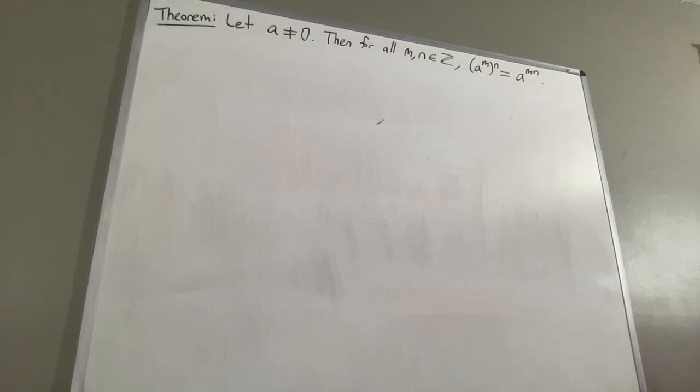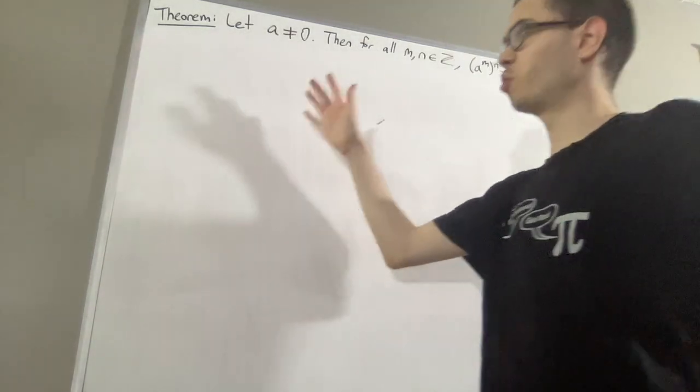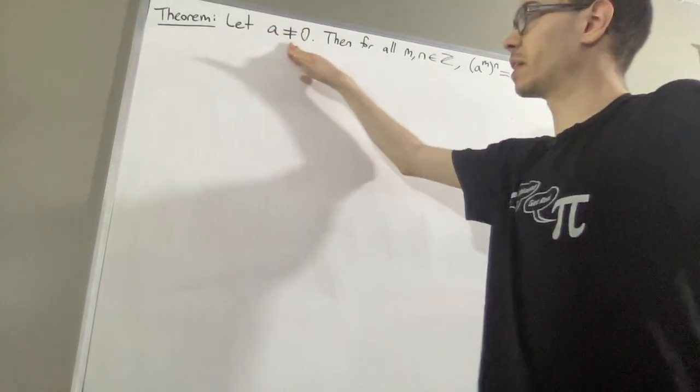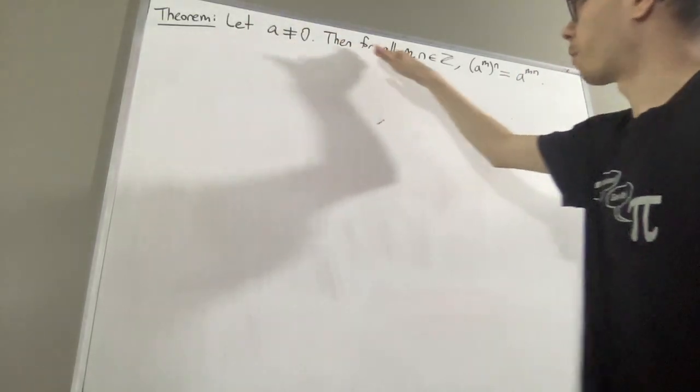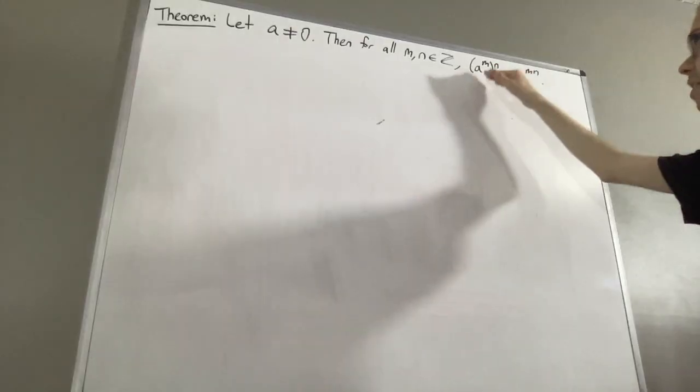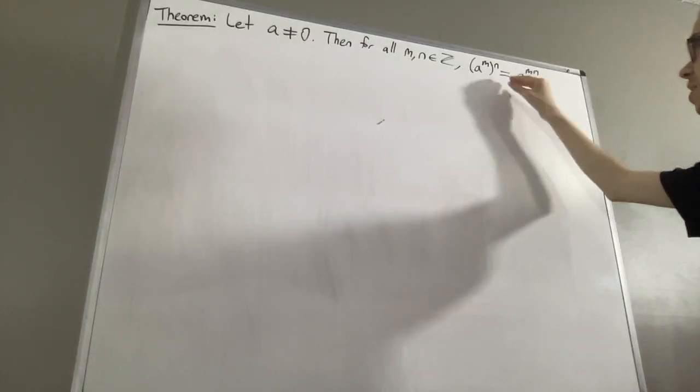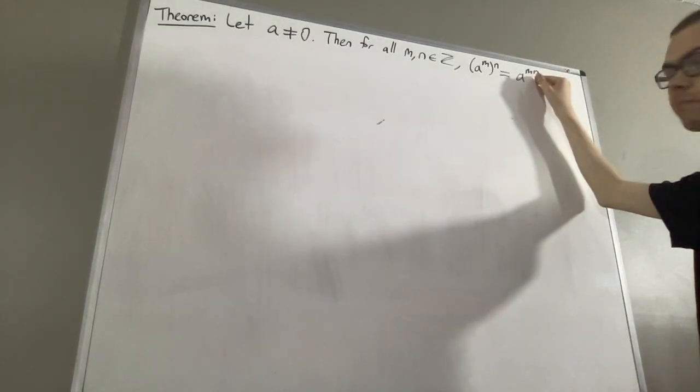Hello! In this video, we are going to prove the following theorem. Let a be a non-zero real number. Then for all integers m and n, (a^m)^n is equal to a^(m·n).